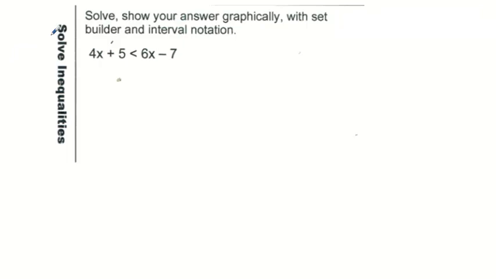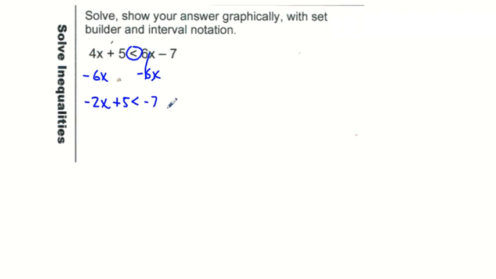Next, solve, show your answer graphically with set builder and interval notation. Show your answer graphically. Okay, I guess that'd be on the number line. So here we have an inequality as opposed to an equation. We have a less than symbol instead of an equal sign, but otherwise, very similar to solving an equation. Just like we did in the first problem, we isolate our unknown by bringing it to the left side. To do that, we subtract 6x from both sides of this inequality, and so we have 4x minus 6x, we have negative 2x plus 5 is less than negative 7.